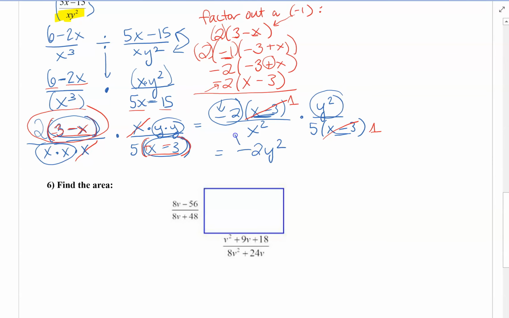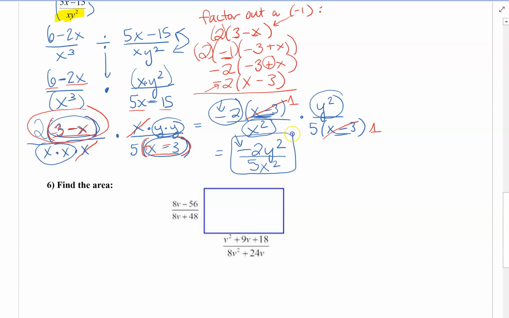So I'm going to have a negative left over in my answer that was not there earlier, right? To switch the order of subtraction, it did introduce a negative to my problem. There's a remaining negative there, but it did allow me to cancel those factors out. And then in the denominator, I have x squared times 5.